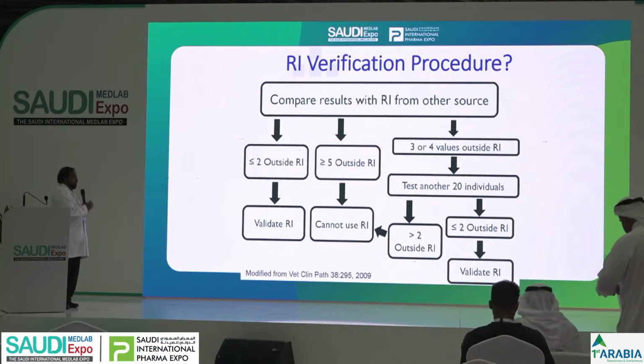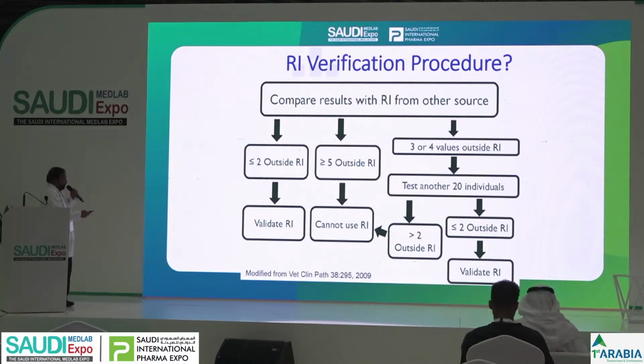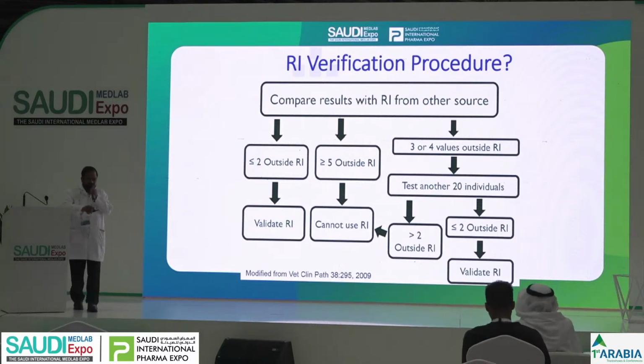Then, when you analyze the 20 normal samples, there are 3 different possibilities. The first one, less than 2 samples are out, meaning 18 are normal. If the 18 samples are normal, then the reference interval is verified. You are good to go. If less than 5 samples are outside of the normal range, then you cannot use this. You cannot use this method. So what to do?